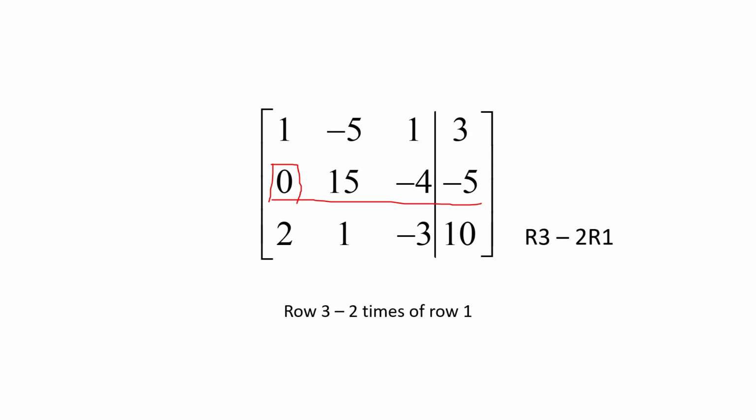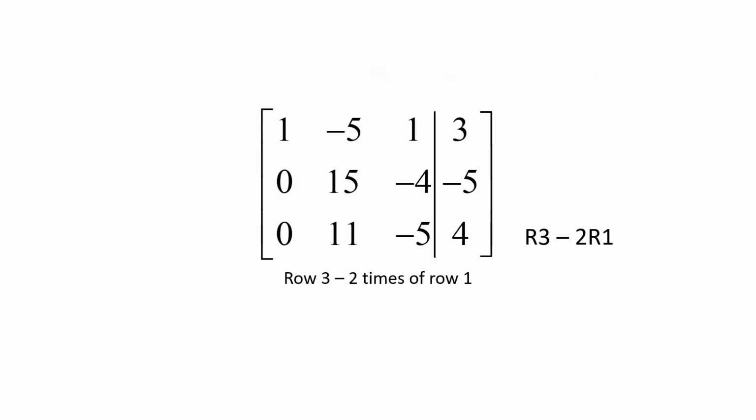Notice that it's a 2 starting out at row 3. So if I have row 3, what would I want to do? I would take row 3 minus 2 times row 1. So when I perform that operation, I'm going to get the following: 0, 11, negative 5, 4.